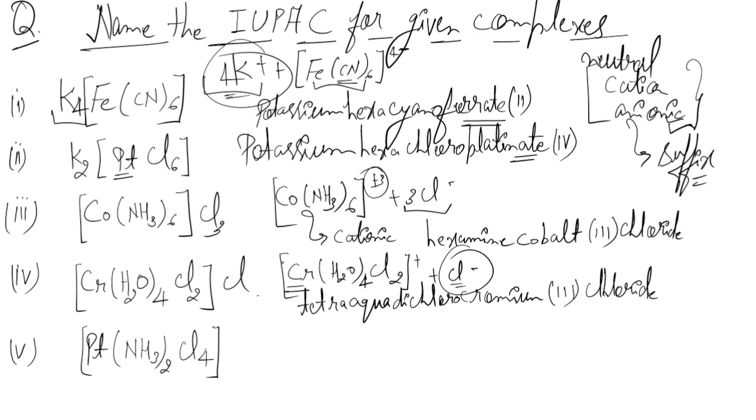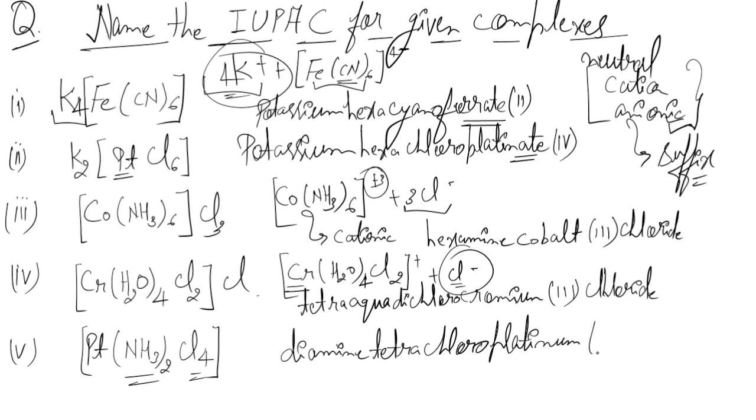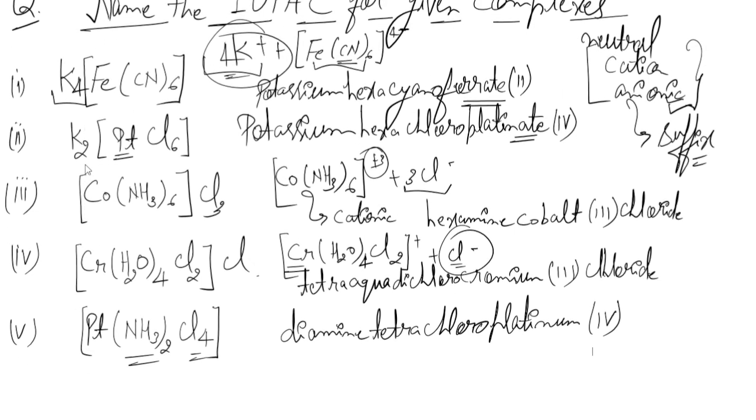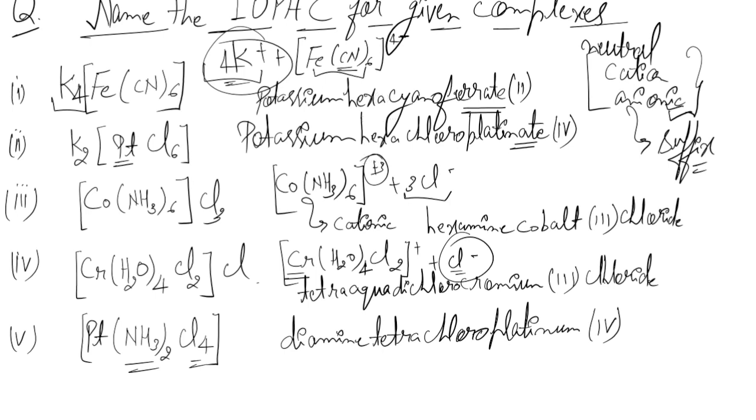You can see here this is the neutral species. We will do the nomenclature starting from the diamine. For ammonia we will write amine, so that's diamine, then tetrachloro, and what we have is diamine tetrachloro platinum, and the oxidation state is +4. So this is diamine tetrachloro platinum(IV). These are the few things that we need to understand to do the IUPAC nomenclature of the coordination complexes.